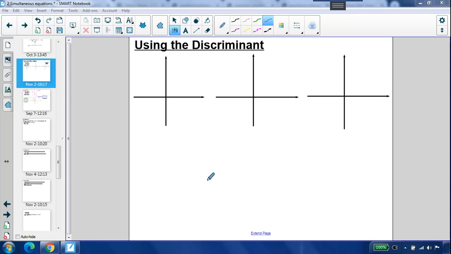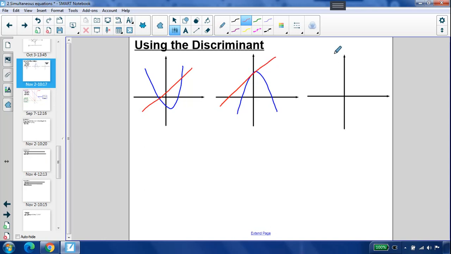So the graph of a linear equation and the graph of a quadratic equation can either intersect at 2 points, intersect at 1 point, and not intersect. So when we have substituted in the curve and the linear, we can use the discriminant of the resulting quadratic equation to determine the number of points of intersection.